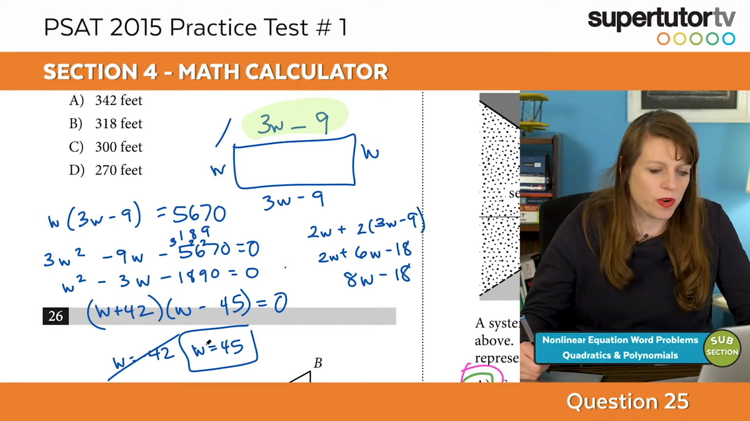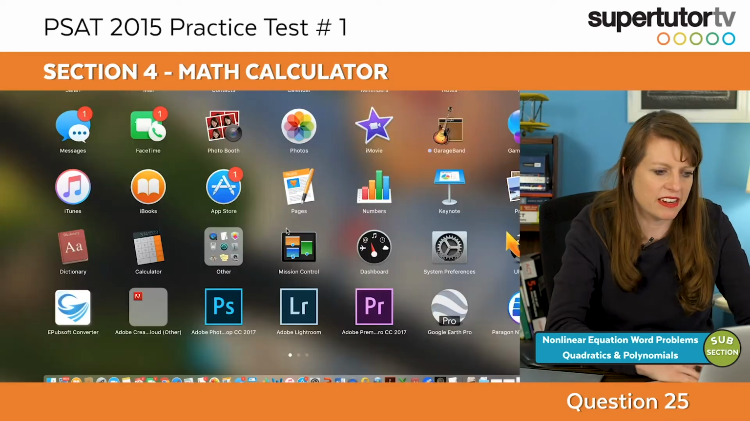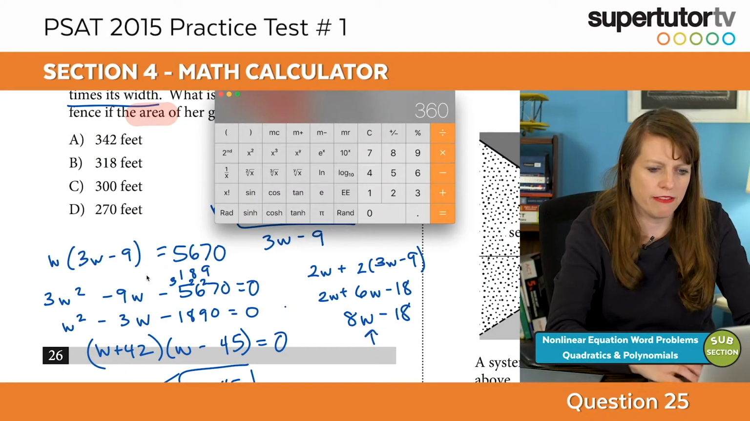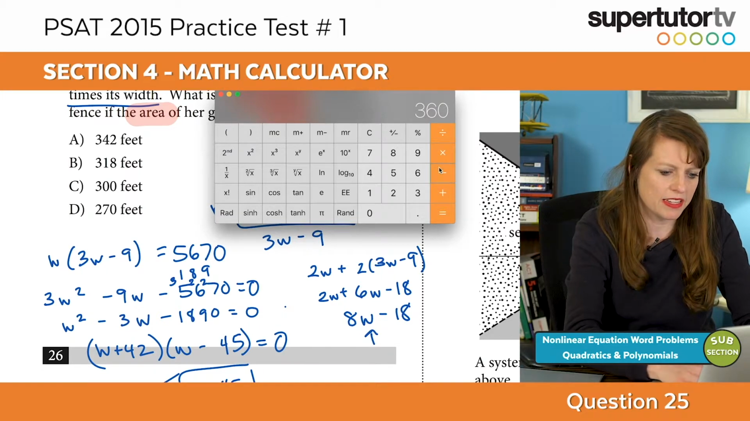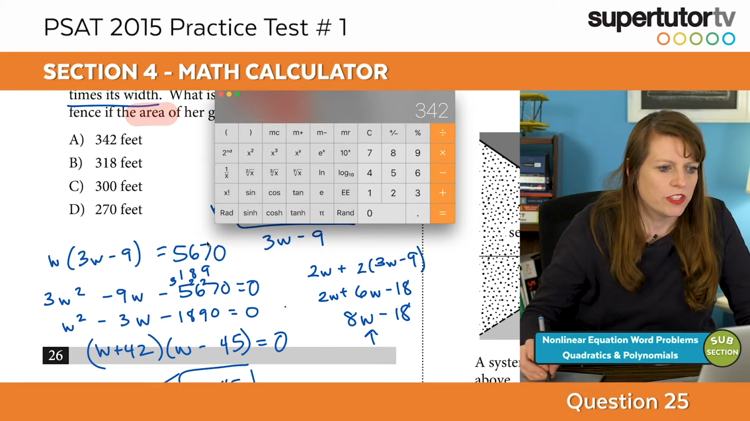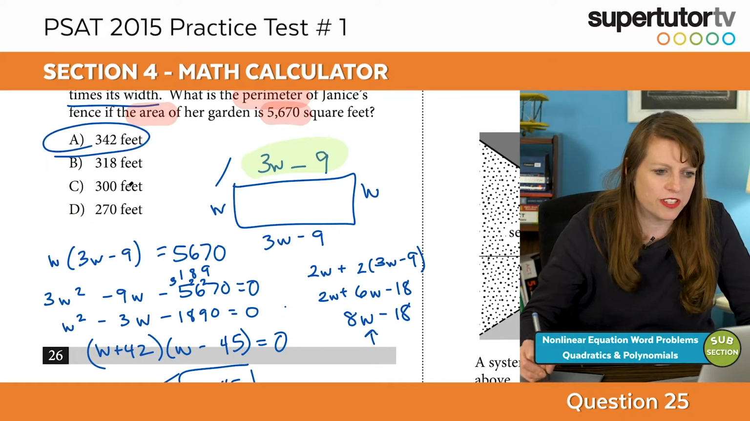So here W is 45, and now I can just plug in 45 into this and then solve. So I get 8 times 45 minus 18, and I'm just going to do that in my calculator. 8 times 45 is 360, and then minus 18 is 342. So 342 is correct. That's answer choice A.